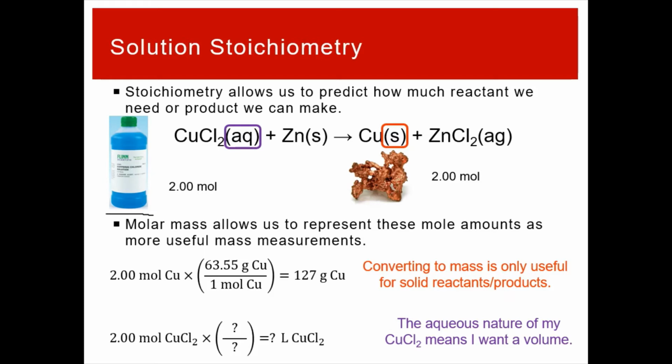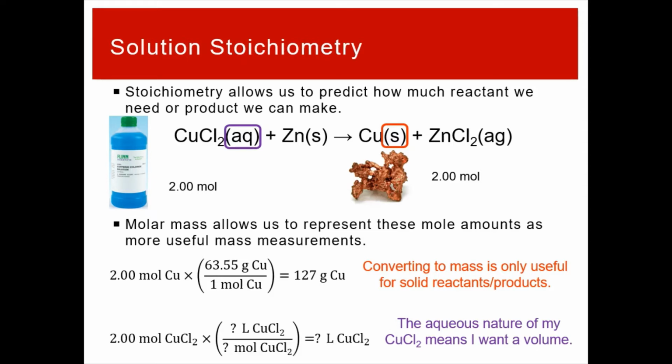I do need a target amount of moles of solute, but if I got a mass of copper(II) chloride, that's not a useful measurement. The whole point of using molar mass and converting into grams is to get a more useful measurement that I can then use, like measuring out on a balance. So I want volume for solutions.